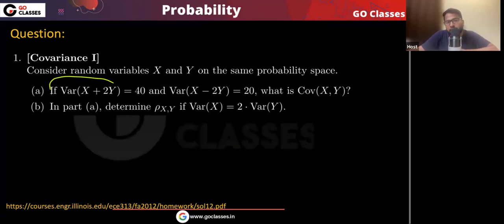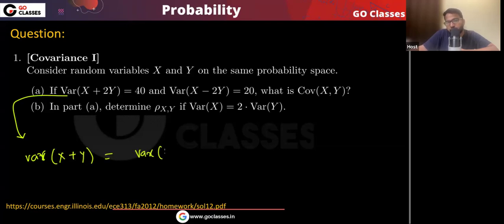Okay, do you remember this particular expansion, that variance of X plus Y is actually how much? Variance of X plus variance of Y plus 2 into covariance of XY. Do you remember this? How many of you remember?